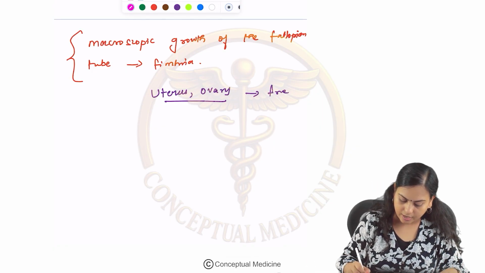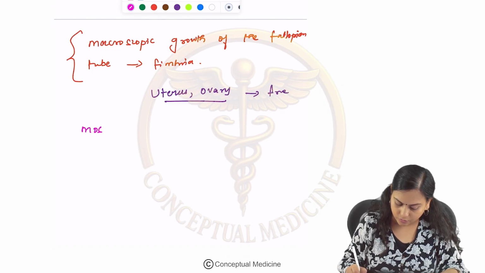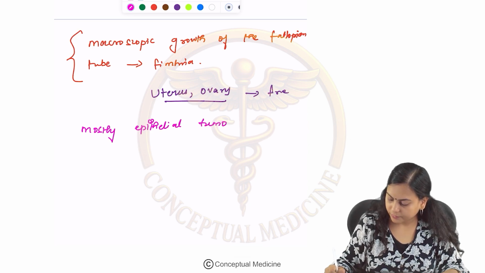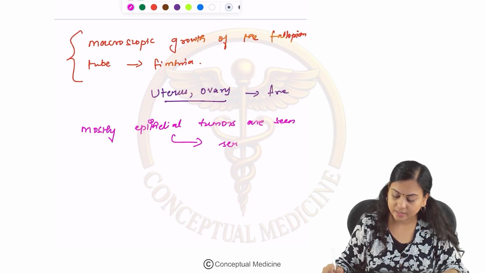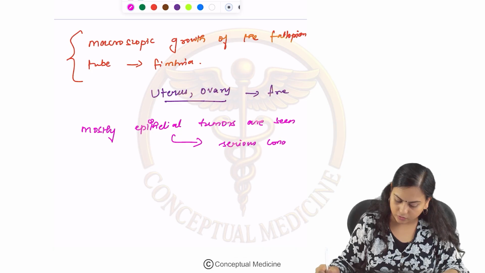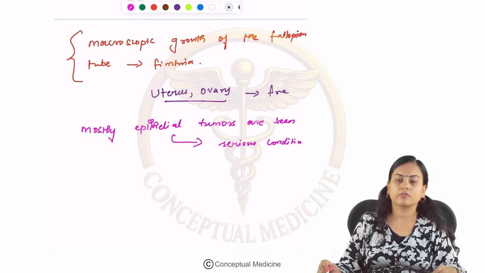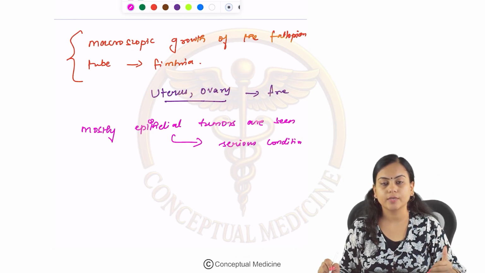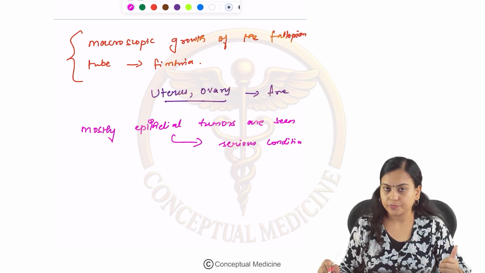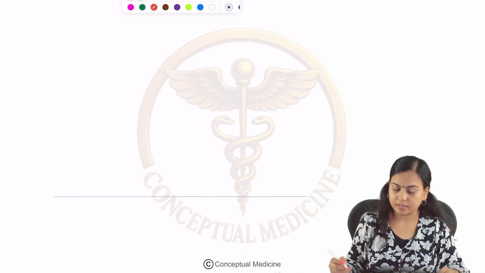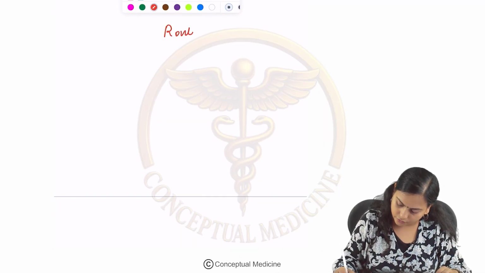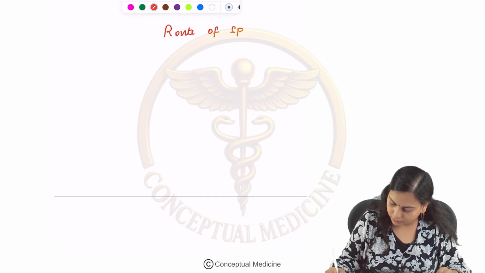Clear? And then mostly epithelial tumors are seen and they are a much more serious condition also. However, staging, risk factor, prognosis and treatment are all going to be like epithelial ovarian cancer. Clear? Now, let's also discuss the route of spread of tumor.